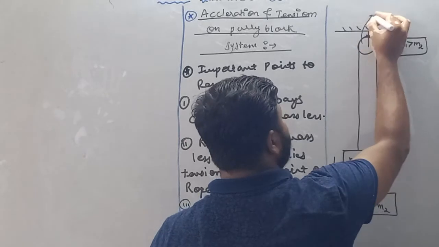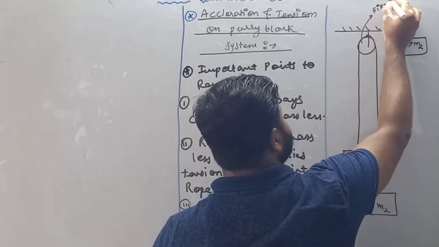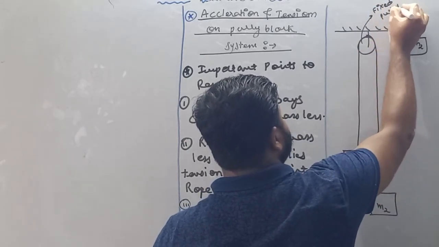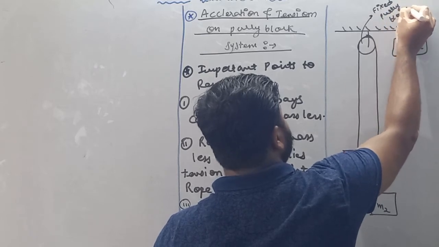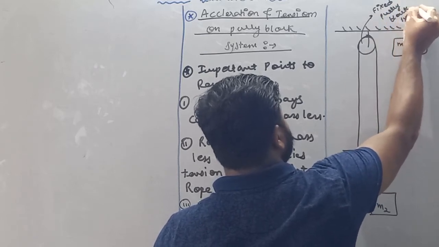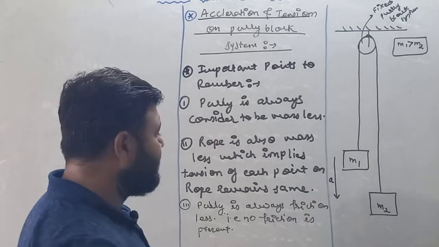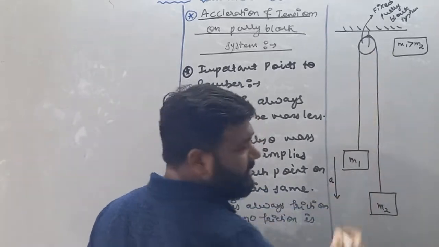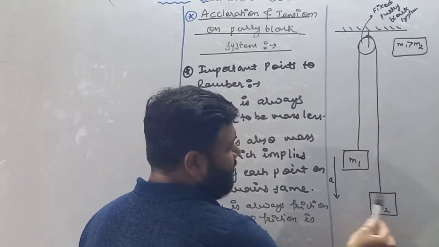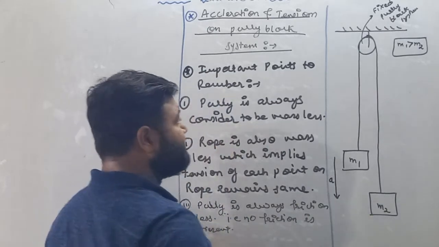this is a fixed pulley block system, my dear student. This is your fixed pulley block system. Remember, this is our fixed pulley block system. So in a fixed pulley block system, the acceleration on both sides of the pulley remains the same.